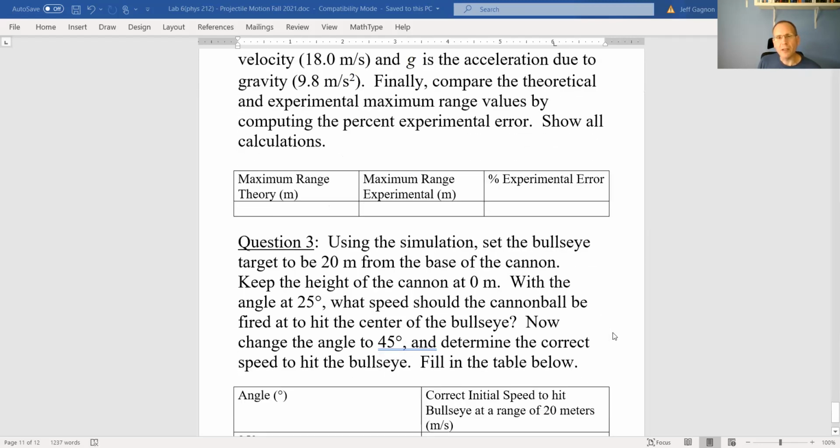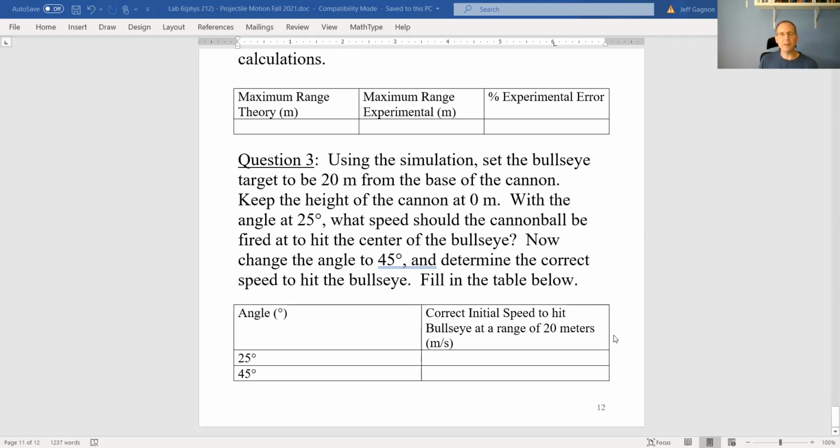And then the last question, I just want you to kind of play around a little bit with the simulation. So it says, using the simulation, set the bullseye target to 20 meters from the base of the cannon, keep the height of the cannon at 0 meters, with the angle of 25 degrees, what speed should the cannonball be fired at to hit exactly the center of the bullseye? Now change the angle to 45 degrees and determine the correct speed to hit exactly at the bullseye. So you're just going to record these values, and you don't have to show any work or anything. Just record the values that you got from the simulation.